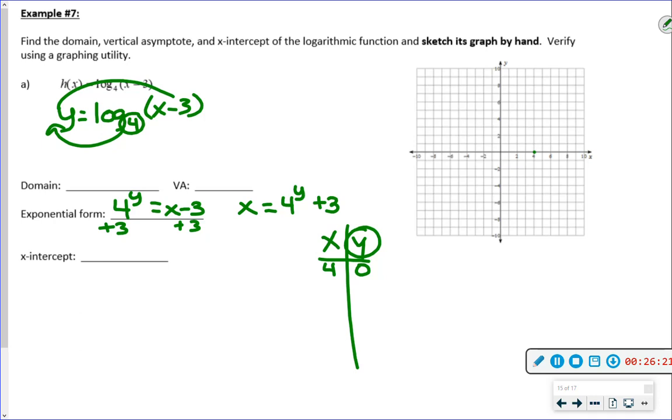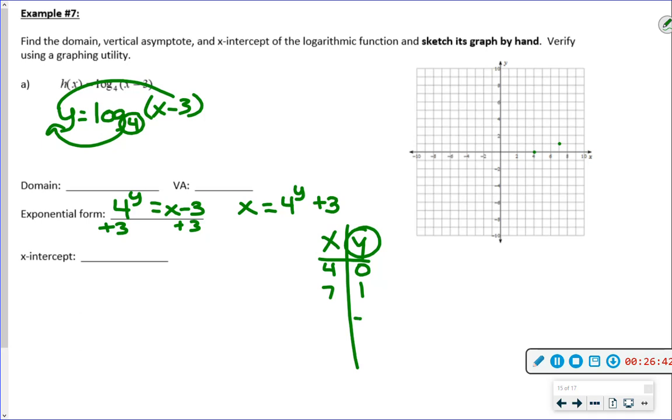And I threw that point on there. I'm going to put 1 in. What's 4 to the first? Plus 3. Now, I'm kind of nervous to put 2 in, because what's 4 squared? 16, that's getting to us in here. 16 plus 3, 19. I can't fit that on here, so forget it.